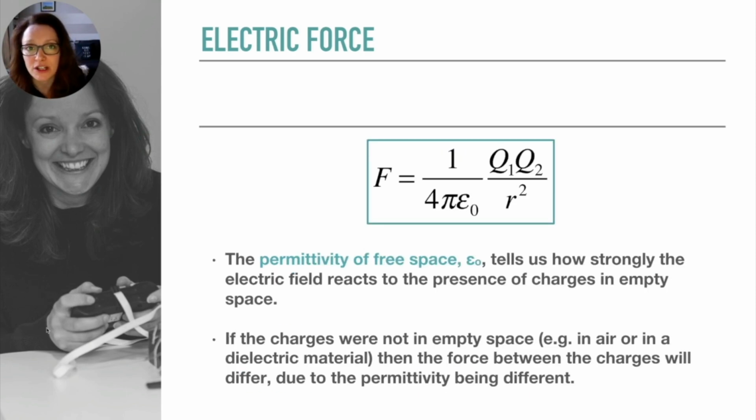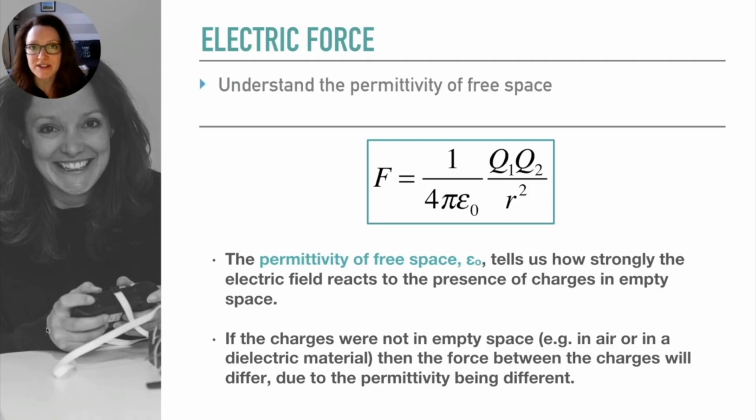Here's our Coulomb's law again, and we want to talk a little bit more about the permittivity of free space. So the permittivity of free space, and this is the little epsilon naught symbol just down that way, it tells us how strongly the electric field reacts to the presence of charges in empty space. And that is just a number. It's got lots of units on the end and all that sort of business, but you just have to think of it as a number.